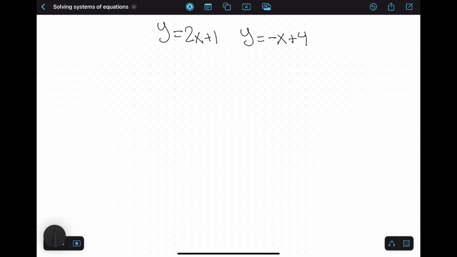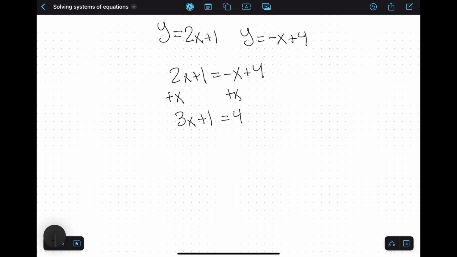Let's start off with substitution, and we'll use these two equations. The first equation is y equals 2x plus 1, and y equals negative x plus 4. Since both are already solved for y, we can substitute one into the other like this. 2x plus 1 is equal to negative x plus 4. Our first step is to add x on both sides, so plus x. This will bring us to 3x plus 1 is equal to 4.